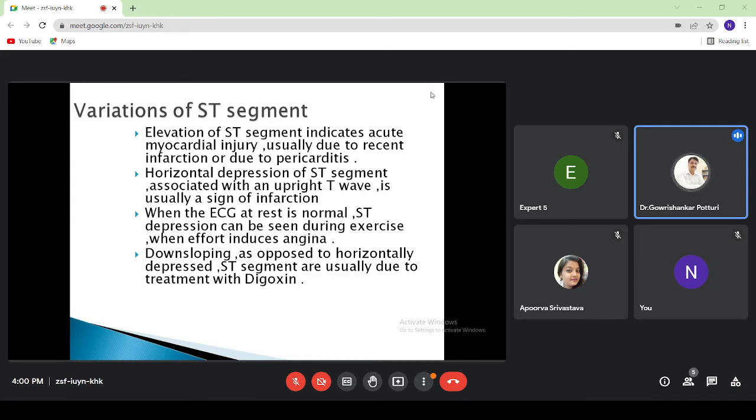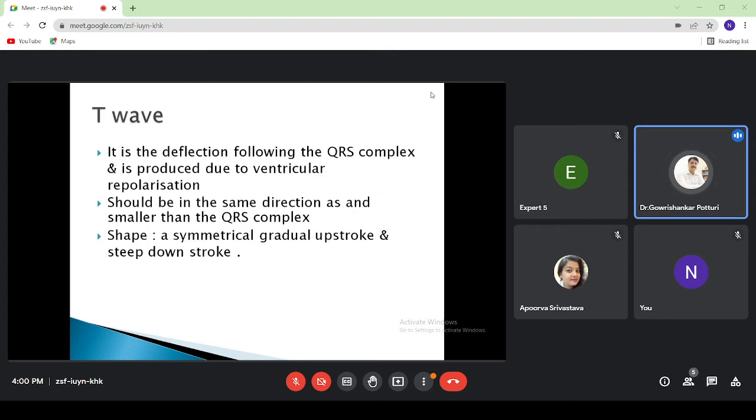Downsloping, as opposed to horizontal depressed ST segment, is usually due to treatment with digoxin. Suppose the patient is on digoxin, a cardiac glycoside, then there will be downsloping of the ST segment. Then the T wave is the deflection following the QRS complex and is produced due to ventricular repolarization. It should be in the same direction as and smaller than the QRS complex, with an asymmetrical shape: a gradual upstroke and a steep downstroke.